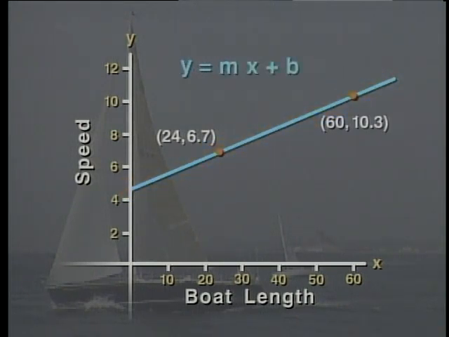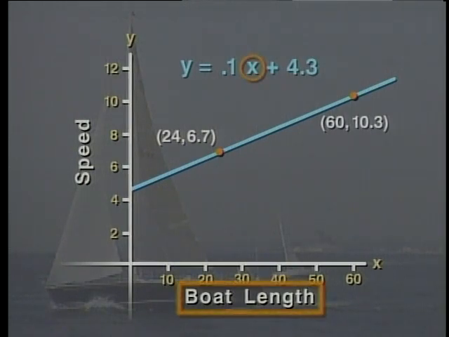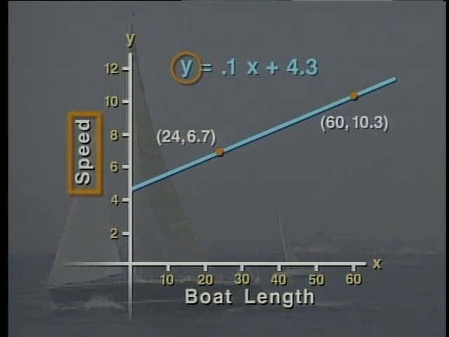Now we can go back to our general formula for a straight line and substitute the values we found for the slope m and the y-intercept b. There it is. We found the equation summarizing the relationship between a sailboat's length and its maximum possible speed. The speed is 1/10 done.